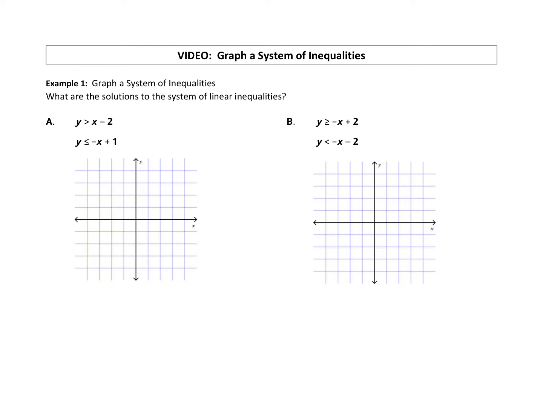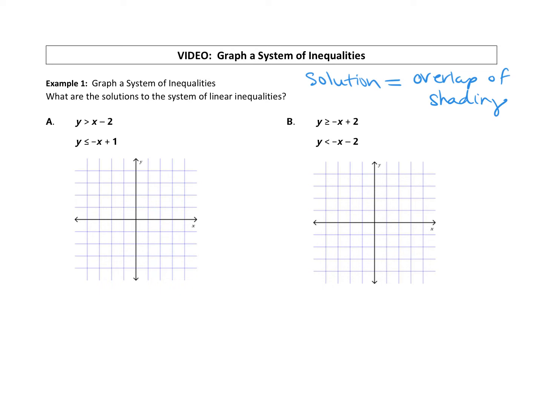Maybe we should have written that into our last video. The solution is going to be the overlap of the shading when we graph. Any point that gets shaded twice, basically, an overlap, will be a solution to both inequalities.